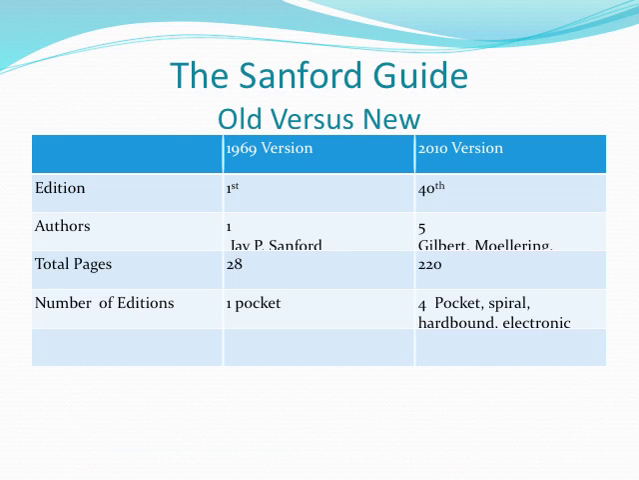A comparison of the first and 40th editions exemplifies how much the Sanford Guide has changed over the years. The 1969 version had 1 author and 28 total pages, and a single pocket edition. The 40th version has a total of 5 authors, including, I've listed 2 here, Gilbert, Moellering, but also Eliopoulos, Chambers, and Sax, plus several contributors, including Andy Pavia, David Freeman, and Doug Black, each lending their expertise in a field of infectious disease medicine. And there are a total of 4 separate editions of the Sanford Guide, from the pocket or most popular edition to the spiral, hardbound, and electronic editions as well.